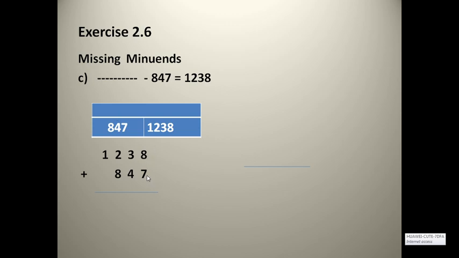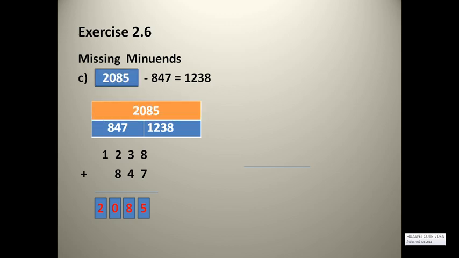So 8 plus 7, 15. 5, carry up 1. 1 plus 3, 4. 4 plus 4, 8. 2 plus 8 is 10. So 0 and carry up 1. 1 plus 1, 2. So this is the missing minuend. Now here again we have a missing minuend.